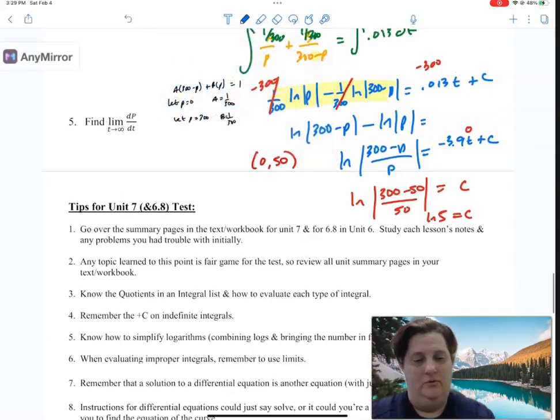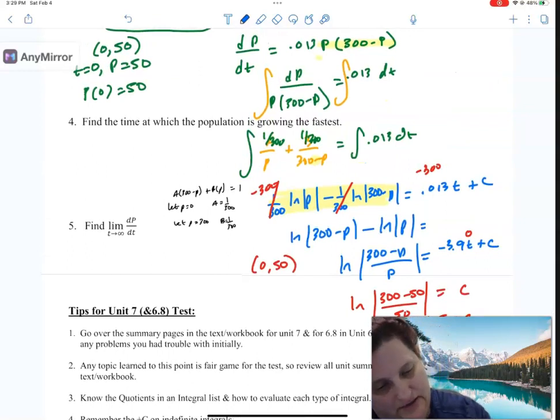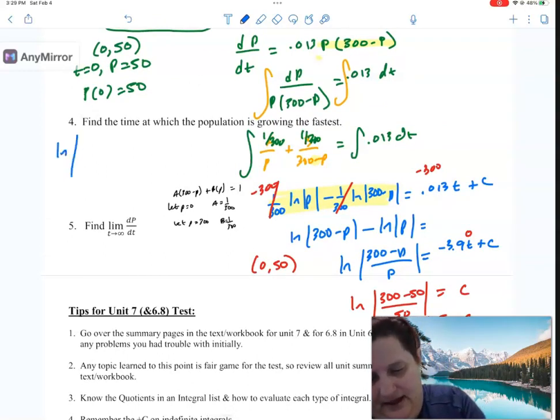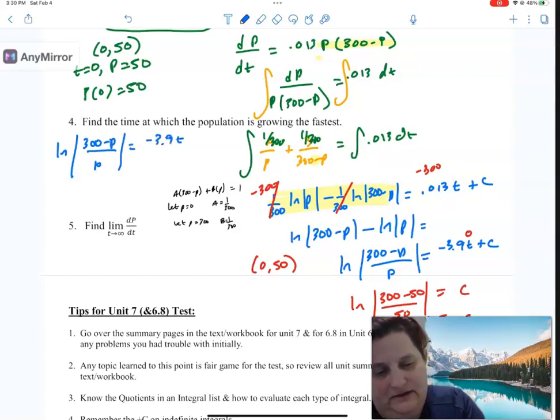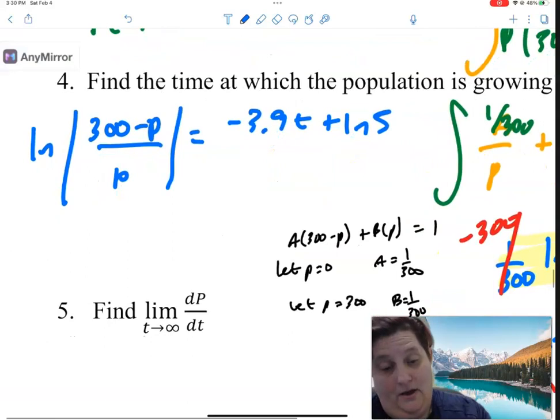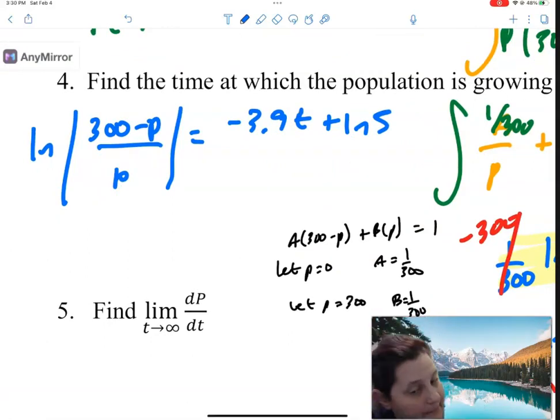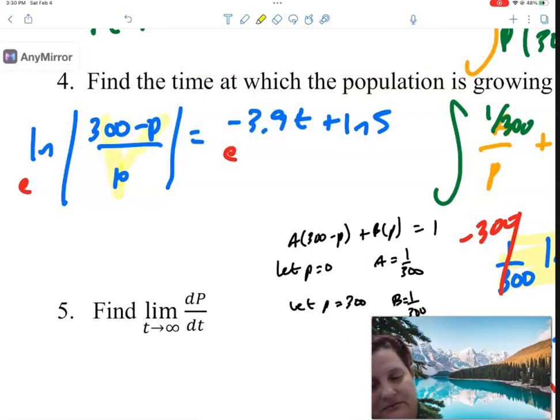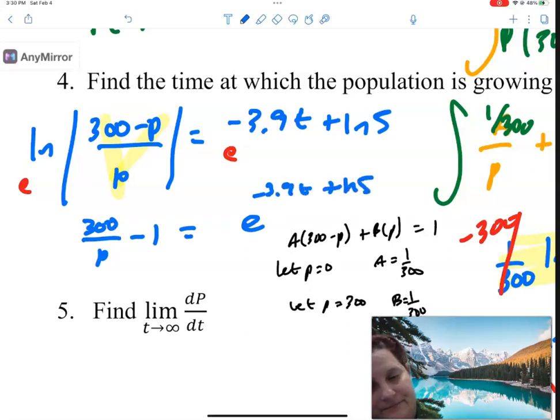So, you guys, this is crazy. Let me go back to this. ln of 300 minus p over p equals negative 3.9t plus ln 5. To solve this, I need to do e to both sides. And so I get just 300 minus p over p. But just to save myself a little bit of space, I'm going to write it like this, okay? So 300 over p minus 1 is e to the negative 3.9t plus ln 5.